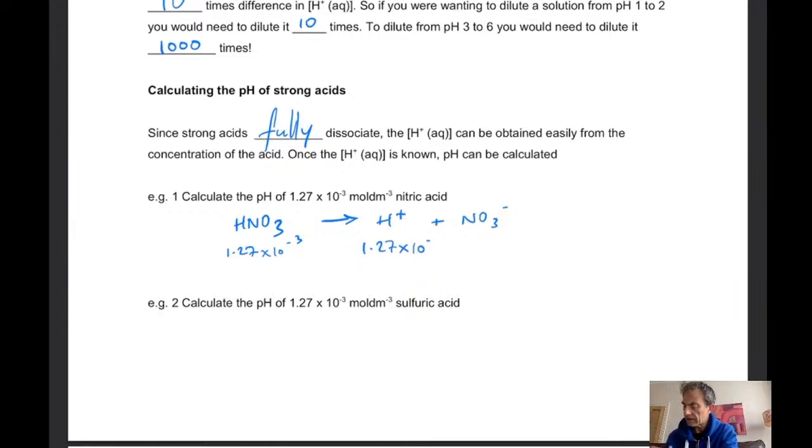So that's why it's really easy to calculate the pH of a strong acid, because if you know the concentration of the acid, you therefore know the concentration of the H+ ion. So pH is just the minus log of 1.27 times 10 to the minus 3. To 2 decimal places, that's 2.90. Okay.